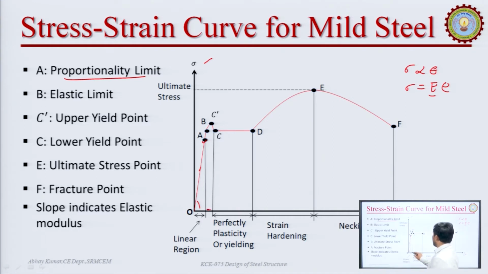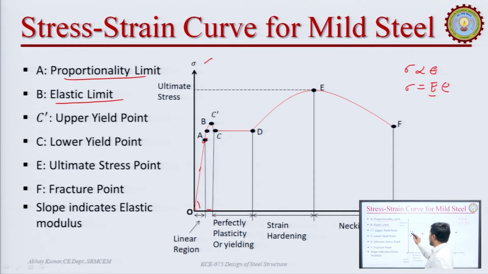Now, if we again increase the strain, then the stress will increase, and up to point B the material will behave elastically. What does it mean? It means if we stress our material up to point B, then after removal of the stresses, our material will come back to its original position, or will completely recover the applied strain. Therefore, this point B is termed the elastic limit.